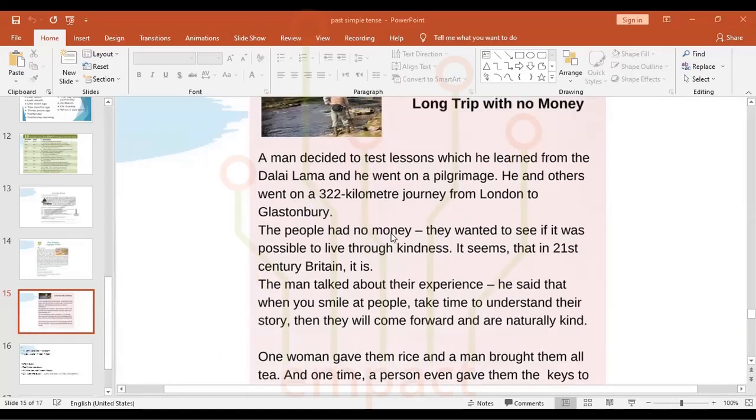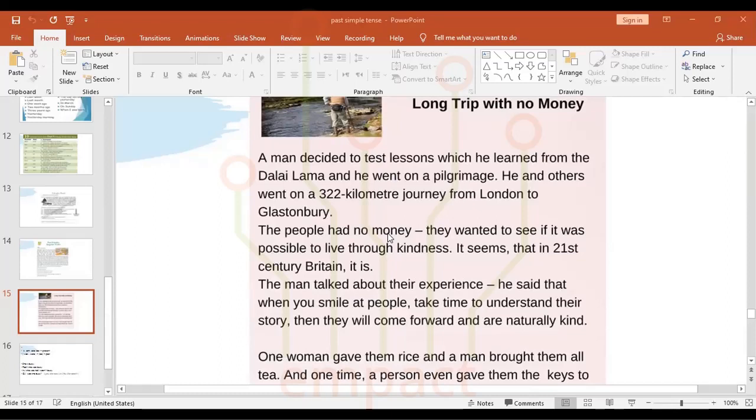Good morning, teacher. Good morning. How are you? Great, thank you. Long trip with no money. Long trip with no money. A man decided to test lessons which he learned from the Dalai Lama, and he went on a pilgrimage. Pilgrimage means something like Hajj, a visit to a holy place. It has this meaning in our society. He and others went on the 322 kilometer journey from London to Glastonbury.